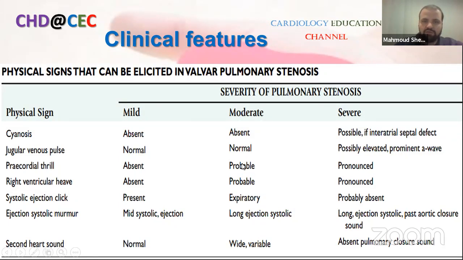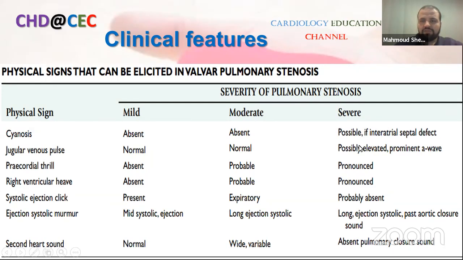Maybe there is a precordial thrill and the right ventricular heave. Also, the systolic ejection click is only expiratory. And the ejection systolic murmur is long, of grade 3/4/6. Second heart sound is wide and variable. And in severe cases, cyanosis is possible, especially in case of intra-atrial septal defects or PFO.